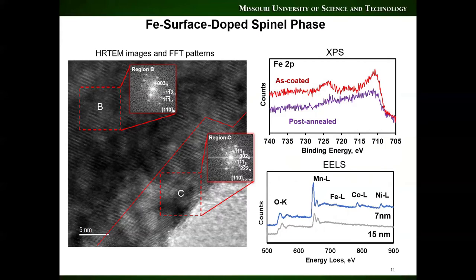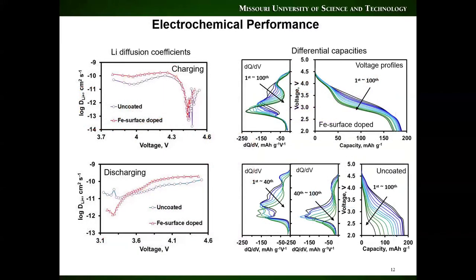Combining these results, we found an iron-doped spinel phase was formed on the surface of this lithium-rich layered cathode. Due to this iron-doped spinel phase on the surface, the lithium diffusion coefficients during charge and discharge were improved. In many other works about doping of spinel cathode, iron has been shown to improve electronic conductivity, which can then benefit the lithium ion transfer properties.